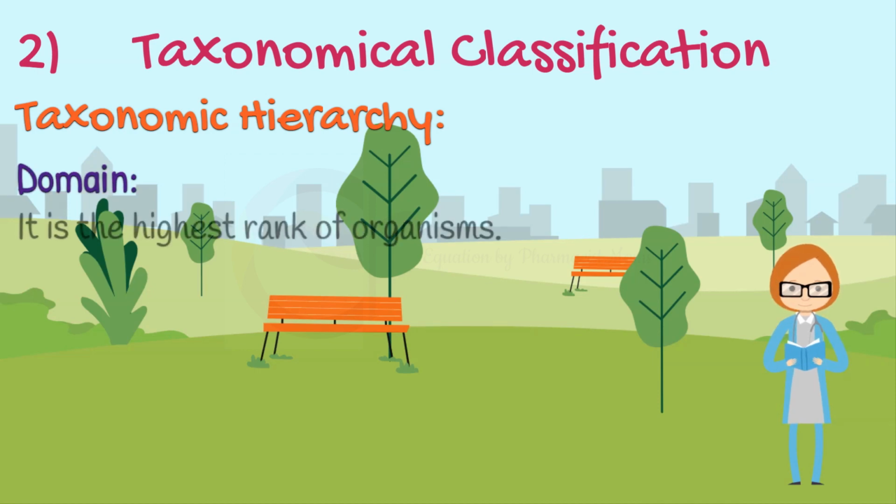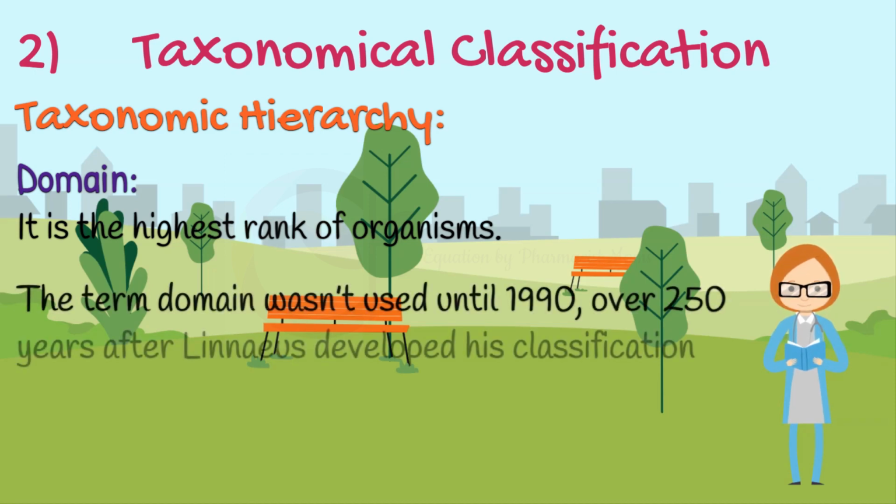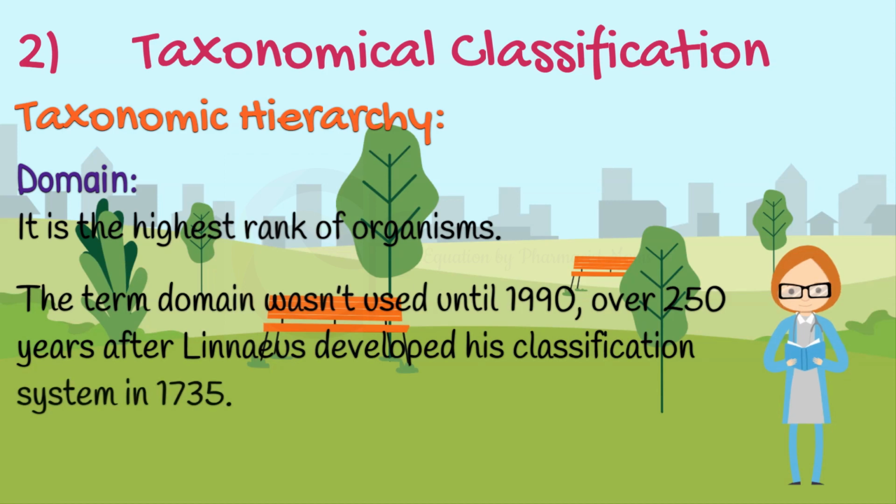A domain is the highest and most general rank of organisms. Linnaeus did invent some of the taxonomic ranks, but he did not invent the domain rank, which is relatively new. The term domain was not used until 1990, over 250 years after Linnaeus developed his classification system in 1735.